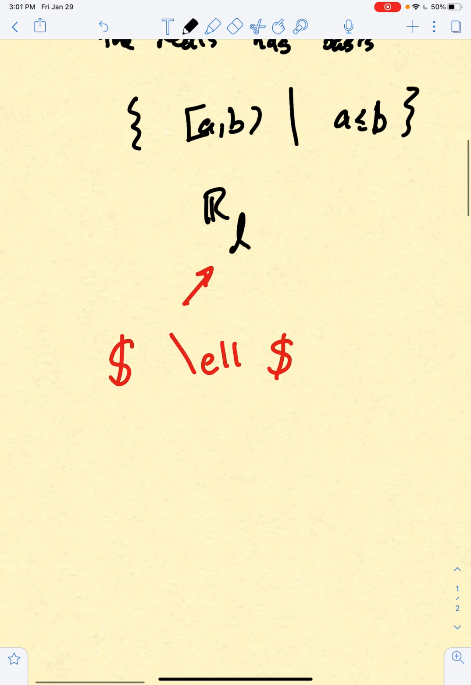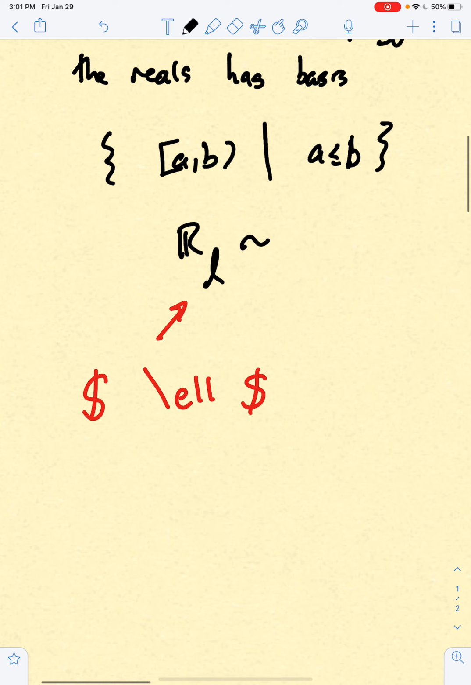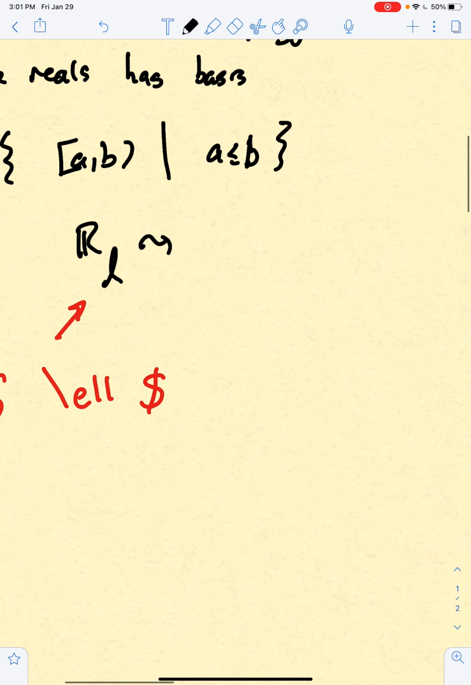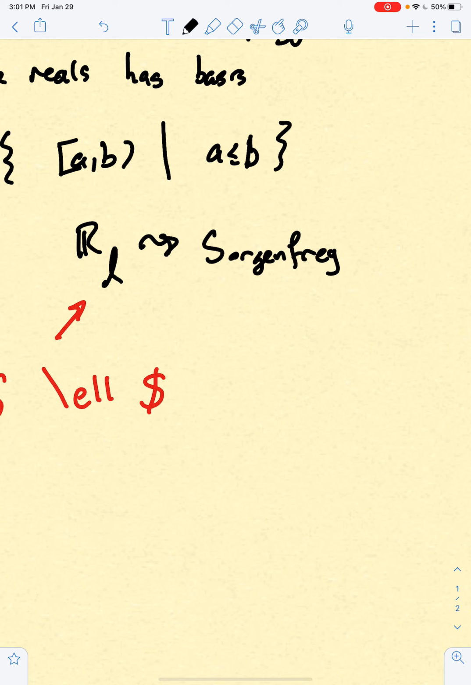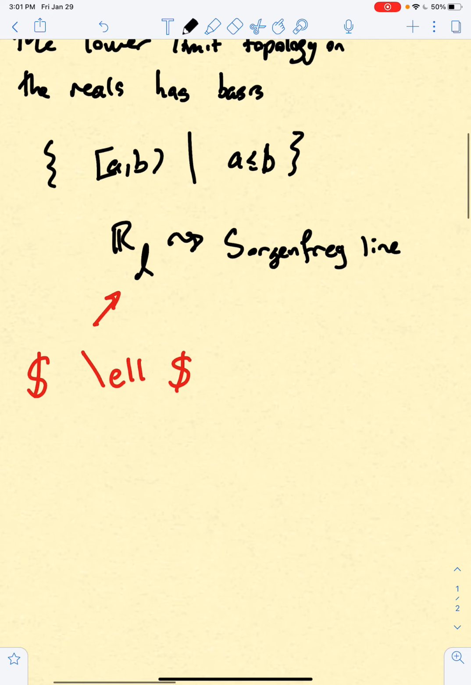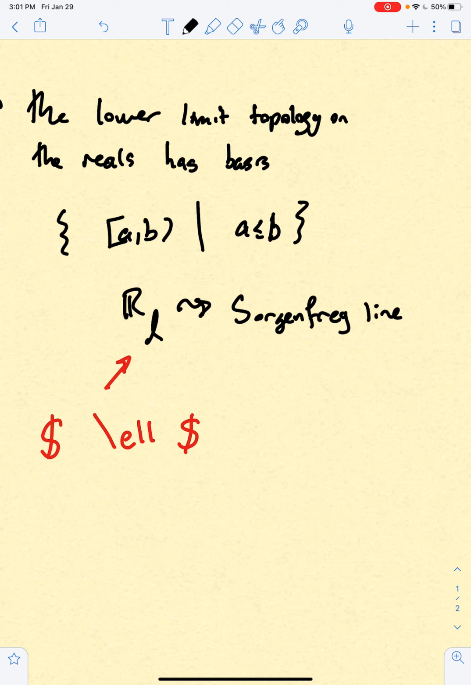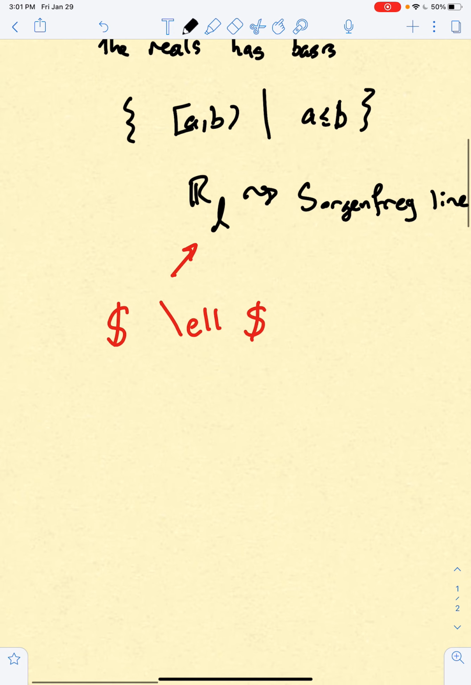Sometimes the reals with this topology are called the Sorgenfrey line. It's somebody's actual name. The fact that it has a different name should imply, which we'll see in a sec, that this is actually a different, distinct topology than the standard topology.